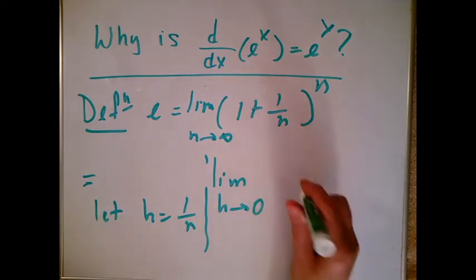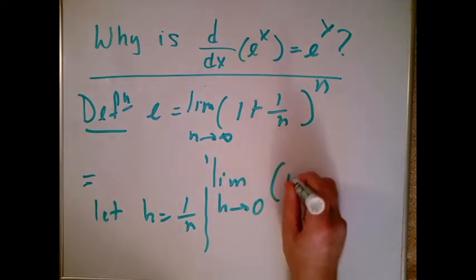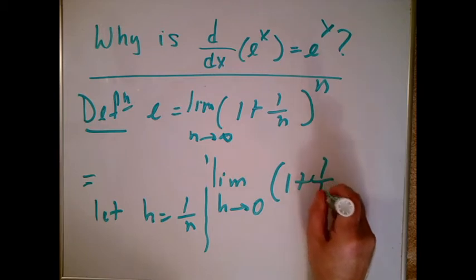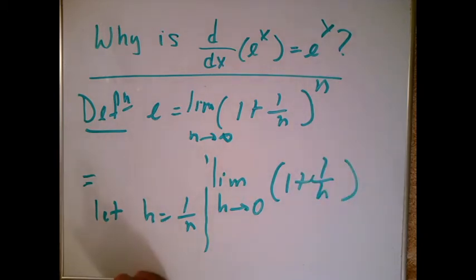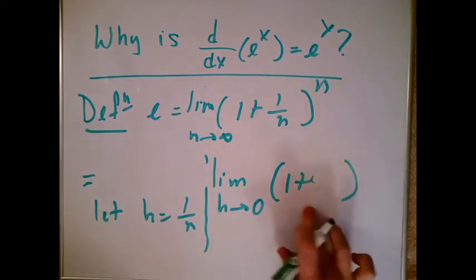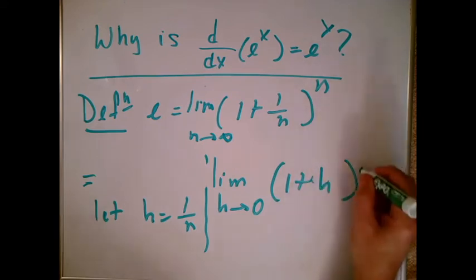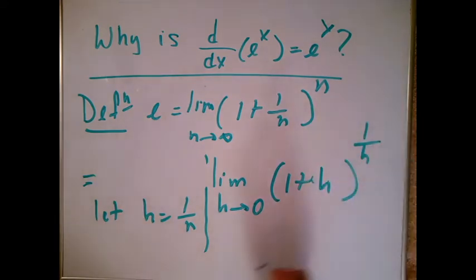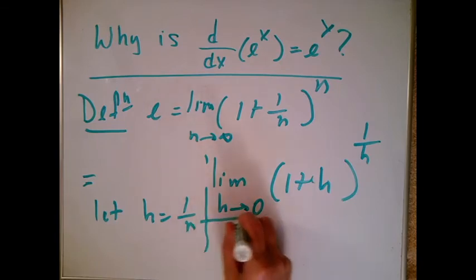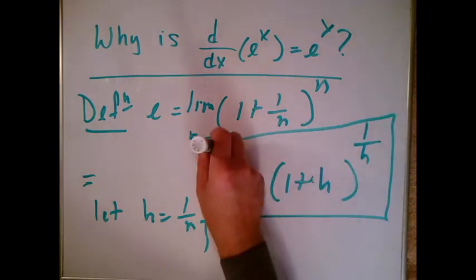Now, 1 over n is h, so I'm going to get this. I get 1 plus h. And instead of n, I want that in terms of h. Well, h is equal to 1 over n. That says n is equal to 1 over h. Yeah, I didn't do this right. This is supposed to be h. Here we go. And this is 1 over h, like that. So this is the definition that we're going to use for e.